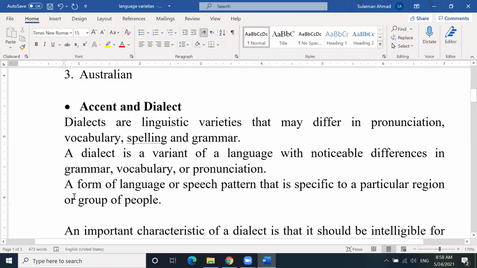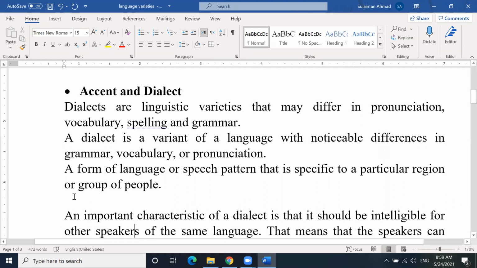Moving to accent and dialect, right? Sometimes people use these two terms, dialect and accent, interchangeably, right? Interchangeably means that they do not make a clear cut distinction between an accent and a dialect, right? But indeed, they're two different things. Accent and dialect, they're two different things, right?